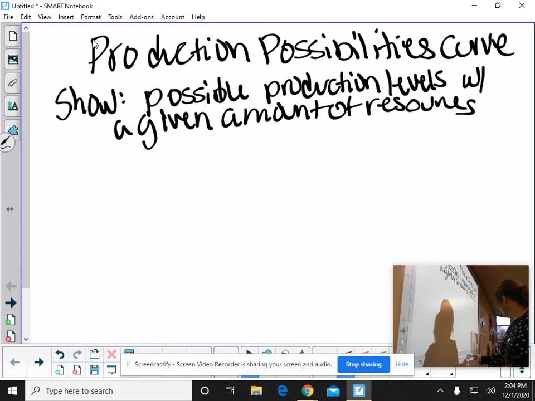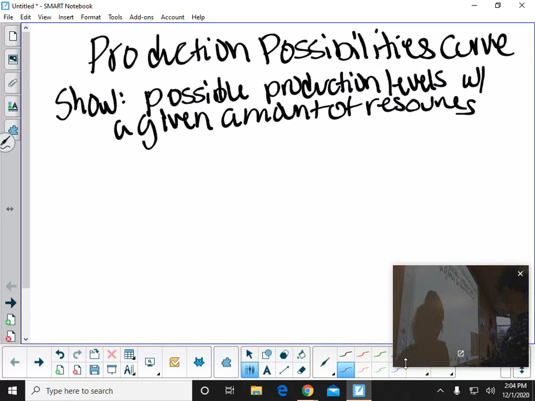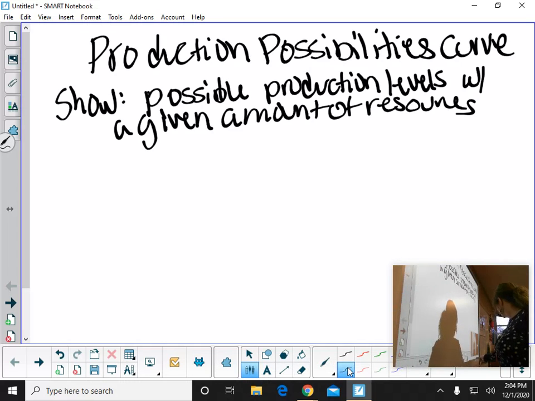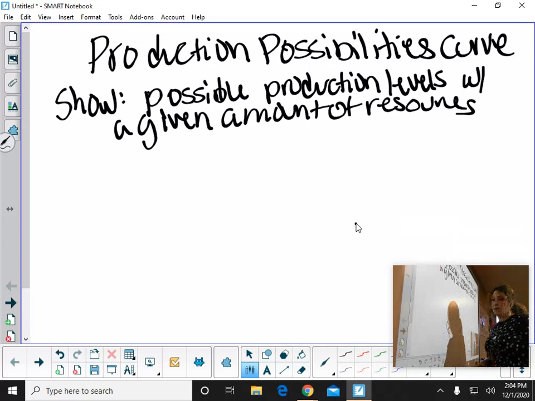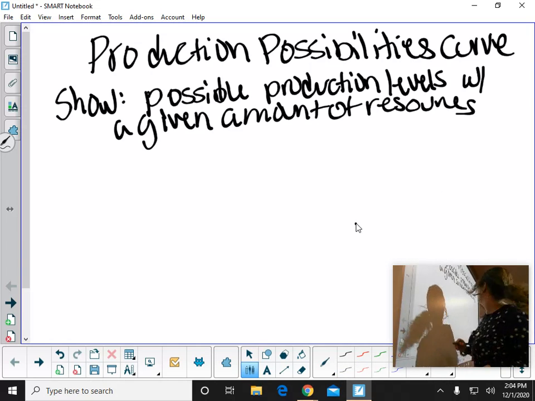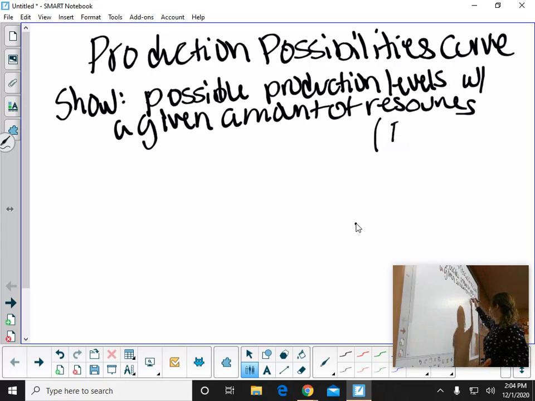Just to quickly recap, let me change the size of this pen. To quickly recap what these resources are, the resources are the factors of production, the FOPs.